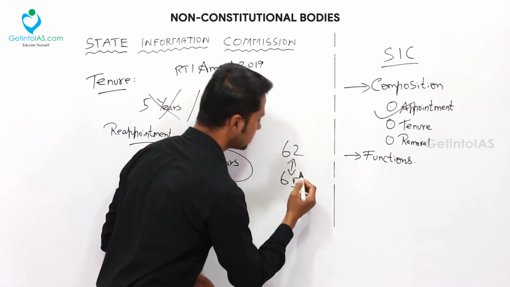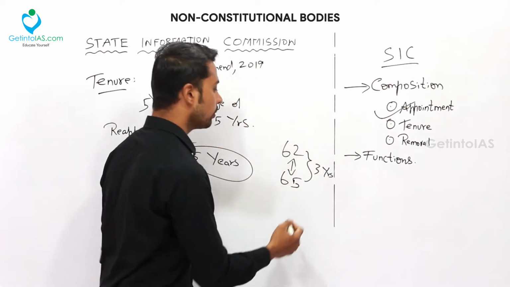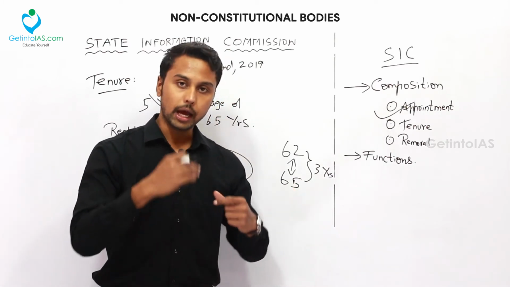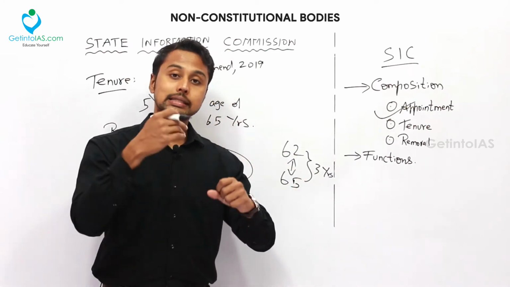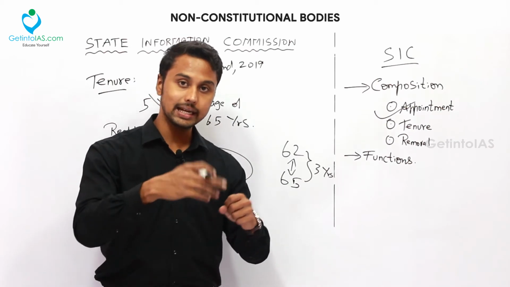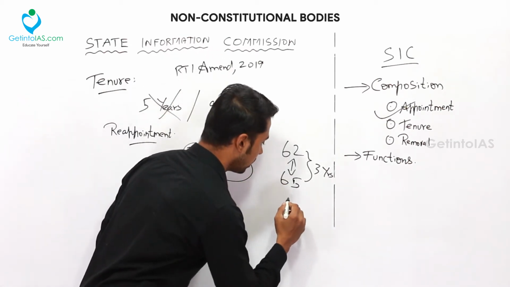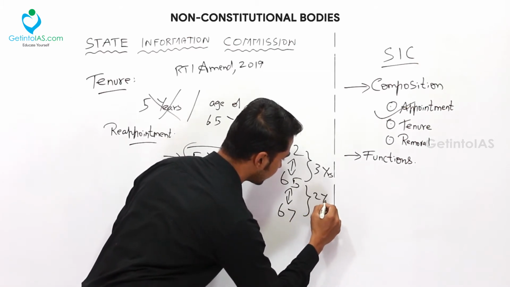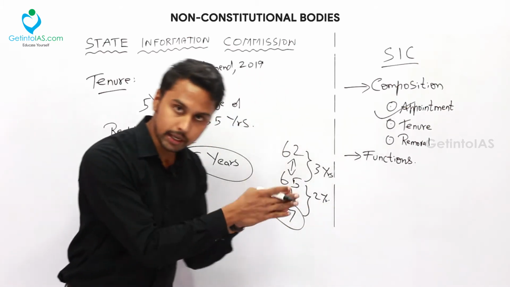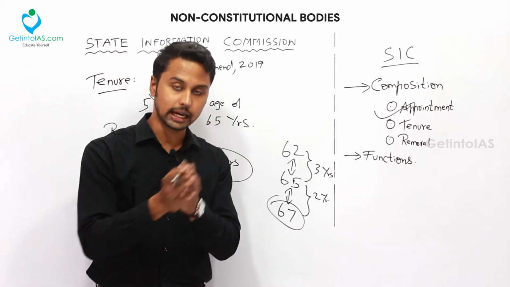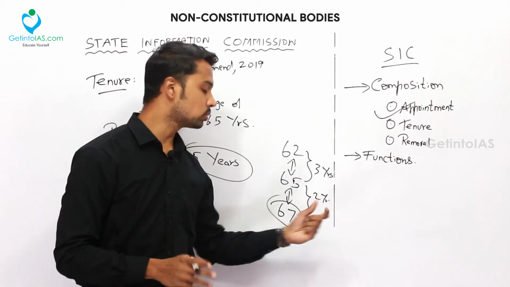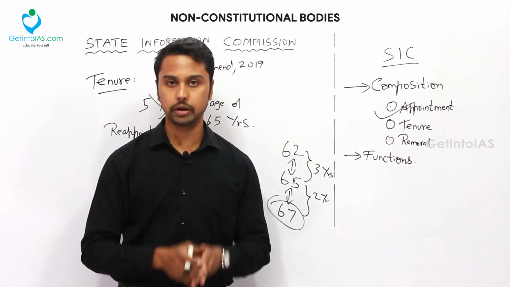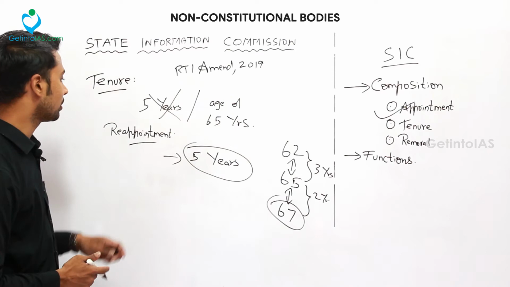Let us say 65, till the age of 3 years. 3 years I was there as the State Information Commissioner. At the age of 65, I got reappointed as the State Chief Information Commissioner. So at the age of 67, that is remaining 2 years. At the age of 67, I should resign. I should vacate the post, because 3 plus 2, 5 years. Totally, it should not exceed 5 years. That is the point that I am conveying here. So that is about the reappointment.